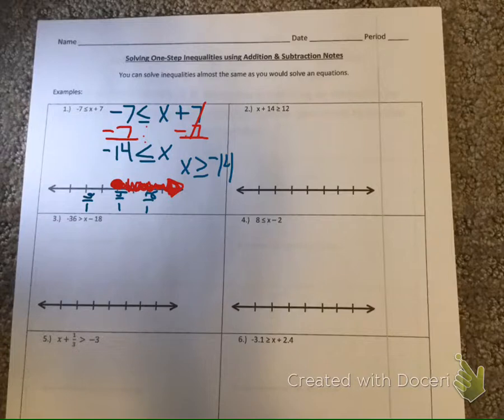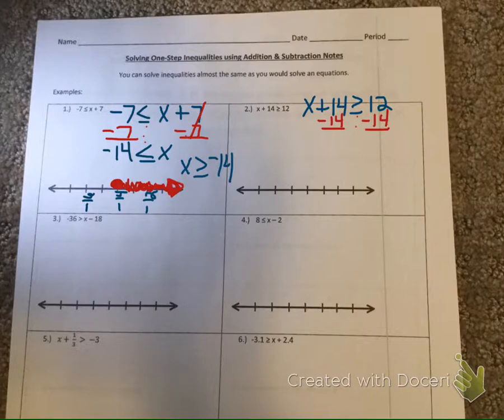Okay, the next one, I have x plus 14 is greater than or equal to 12. We're going to solve that just like we solve an equation. I'm going to get x all by itself. I have to get rid of that add 14, so I am going to subtract 14. Whatever I do to one side of the inequality, I have to do to the other.